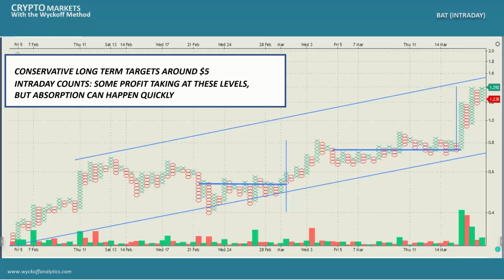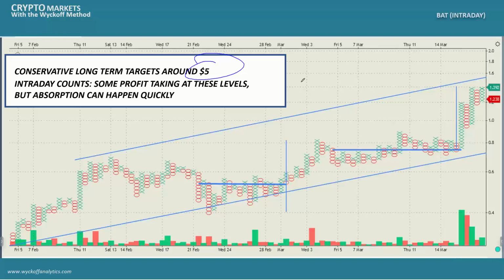So this is back. We have shown this very interesting call last week on BAT, and many of you on our Discord channel are asking for targets. So my conservative target for long term is around $5, but I think that we could potentially use intraday PNF charts to monitor the intermediate targets on BAT, and I think it's a very interesting technique.